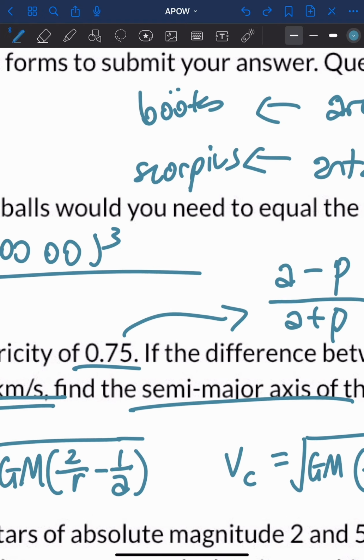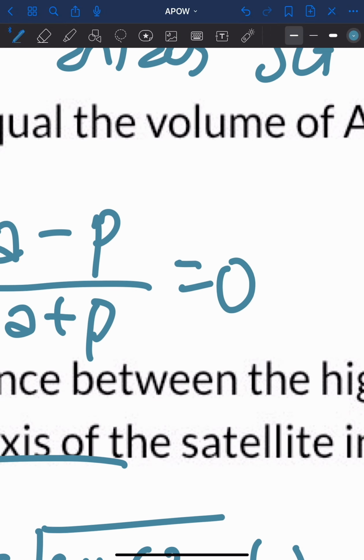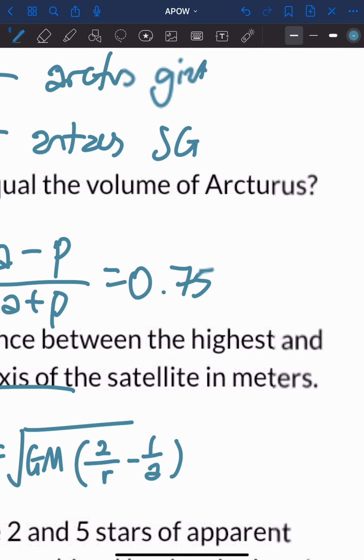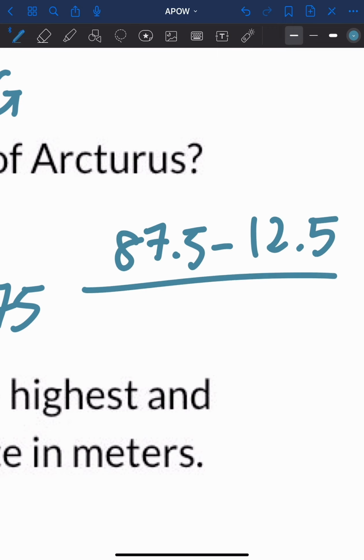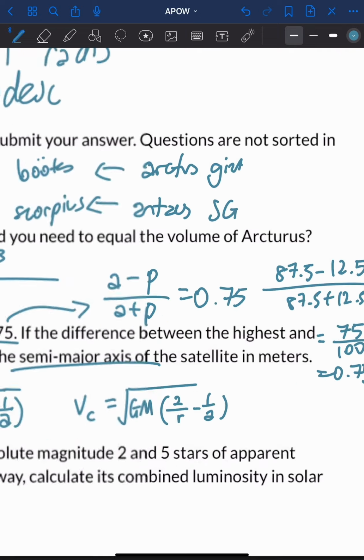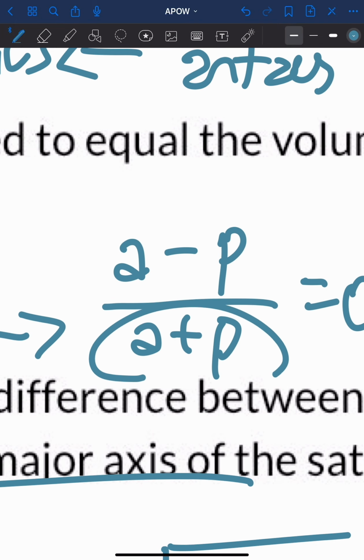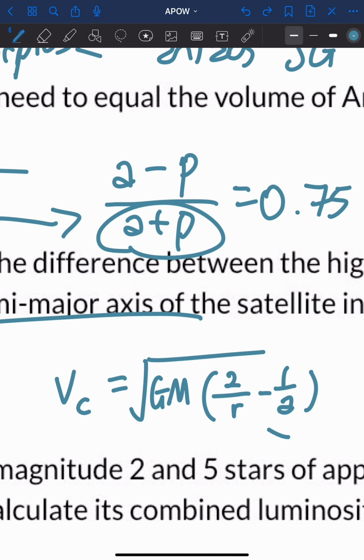But if you think about this, right, I like to equate everything to be over 100 to make life easier. So basically what you can do here is some nice subbing. So you can just take 87.5 minus this, right? And then you get 87.5 plus 12.5, which gives you nicely, right? And keep in mind that this gives you the major axis, but we're asked to find the semi-major axis, which is also what we sub in here. So the semi-major axis, what is it?